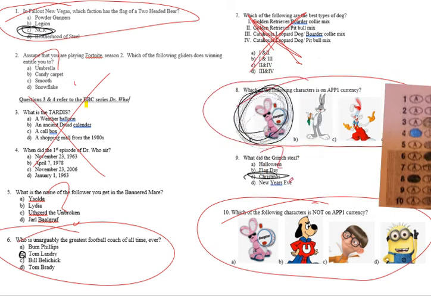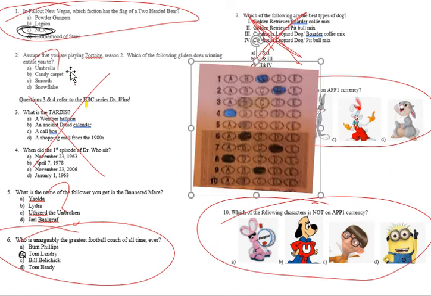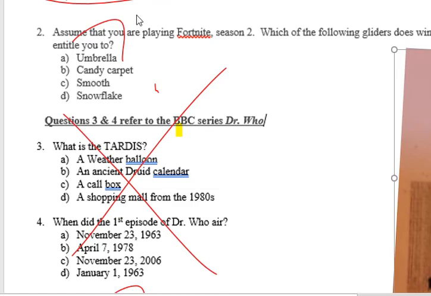Okay, so now I am going to skip back to 2. Assume that you're playing Fortnite Season 2. Which of the following does winning entitle you to? I really am not sure about this one. However, one of these things does look familiar, Candy Carpet. I think I have that glider, and I know for sure I haven't played Season 2. So my guess answer of B on this one, I think I can disprove it, like Karl Popper. So I am about 80% sure it's not B.